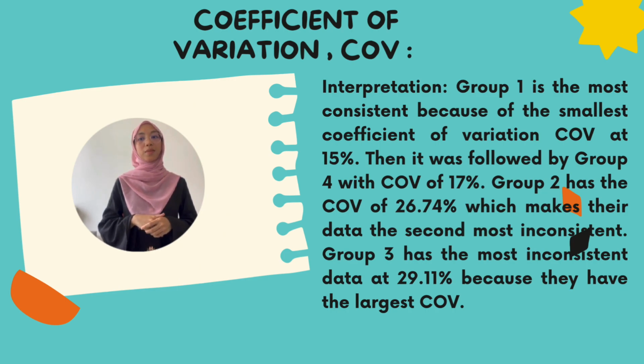So, for the interpretation of this COV that we compared, group 1 is the most consistent because of the smallest coefficient of variation at 15%. Then it was followed by group 4 with COV at 17%, and group 2 has the COV of 26.74%, which makes their data the second most inconsistent. Group 3 has the most inconsistent data at 29.11% because they have the largest COV.